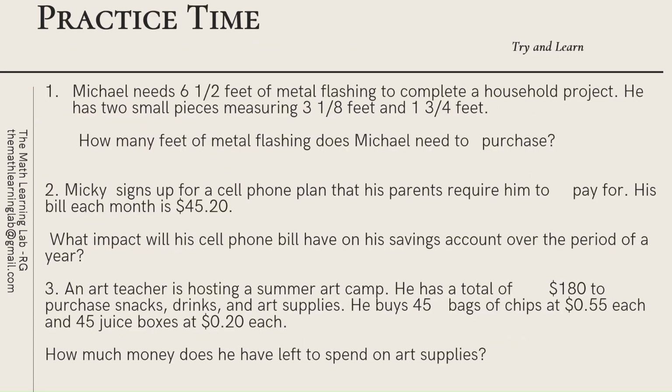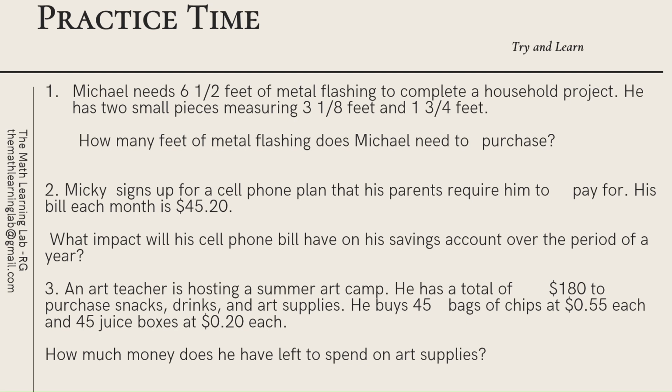Here are a few word problems to try on your own. Michael needs 6.5 feet of metal flashing to complete a household project. He has two small pieces measuring 3 and 1/8 feet and 1 and 3/4 feet. How many feet of metal flashing does Michael need to purchase? Think what operation you need to do, and do it the normal way, because these are just positive numbers, no negatives are there.